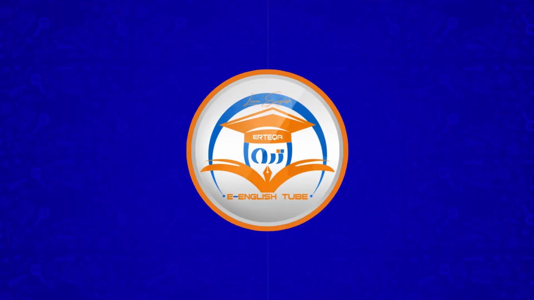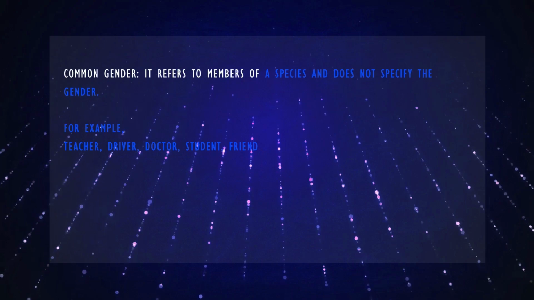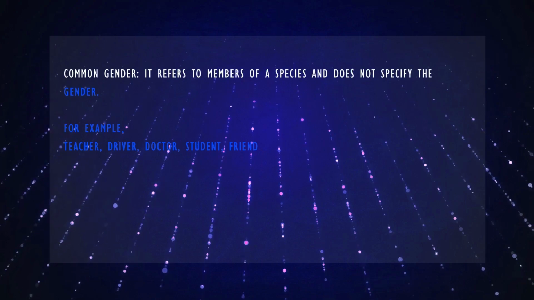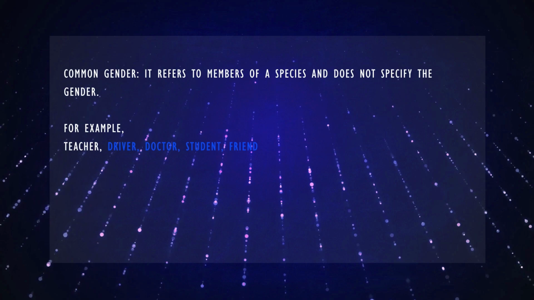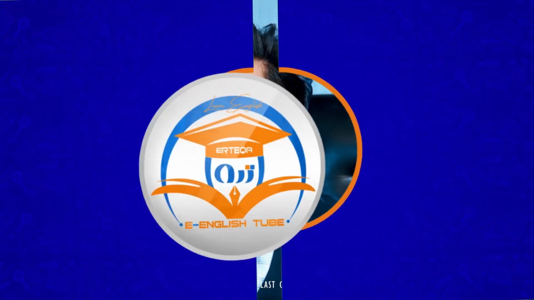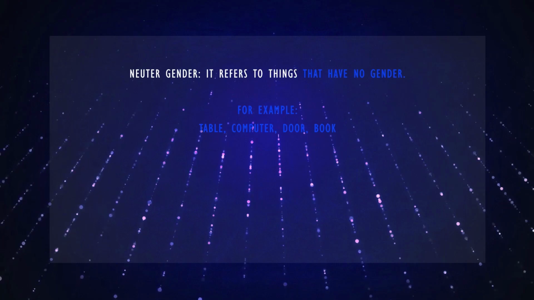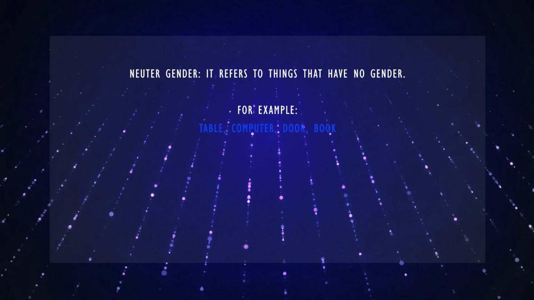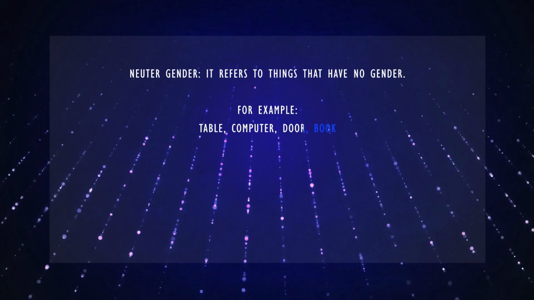The third one, common gender. It refers to members of a species and does not specify the gender. For example, teacher, driver, doctor, student, friend. The last one, neuter gender. It refers to things that have no gender. For example, table, computer, door, book.